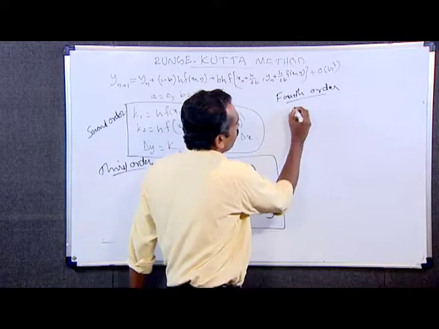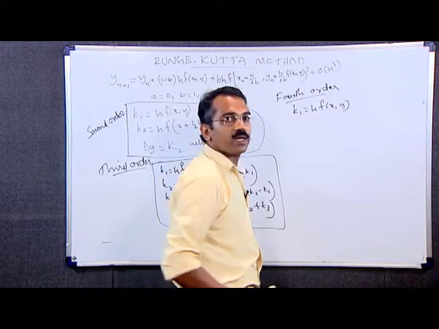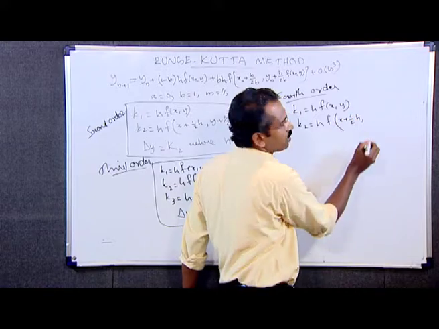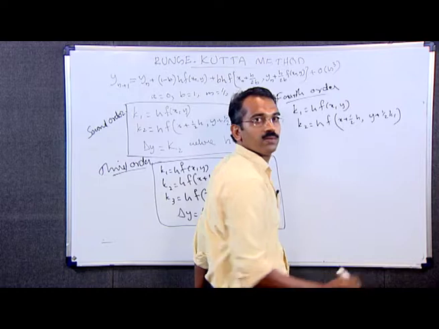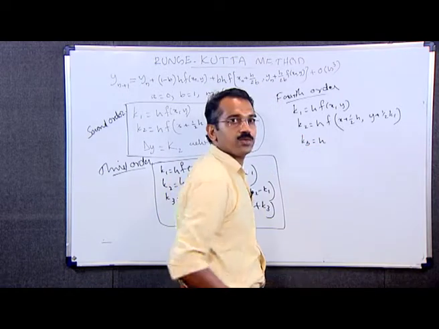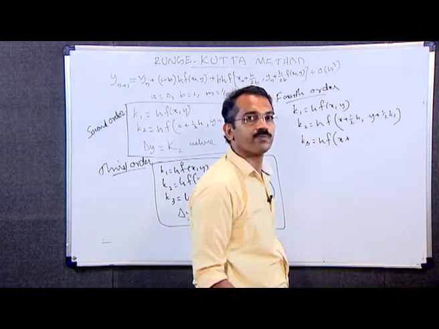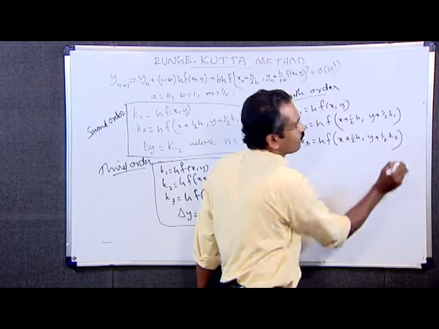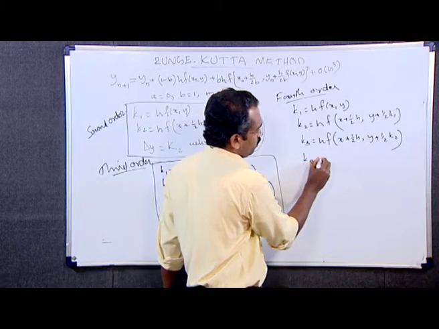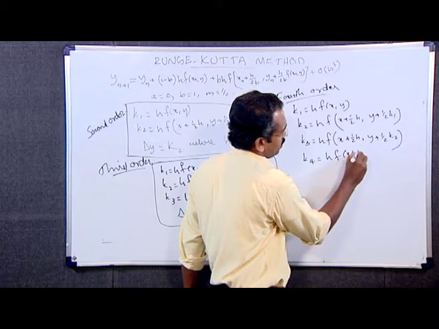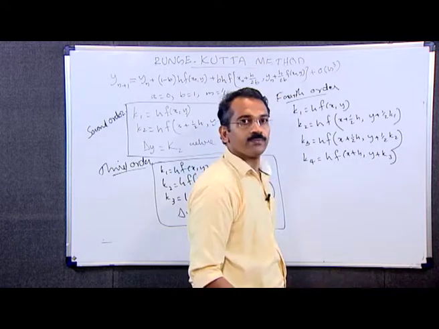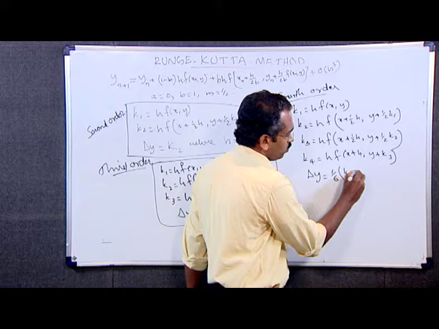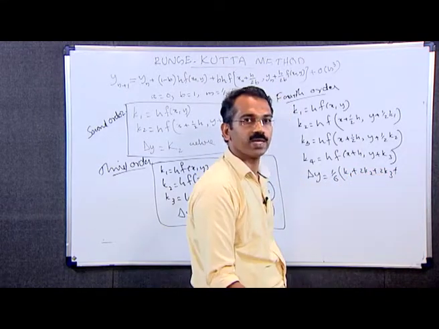K1 is equal to h into f of x y, K2 is equal to h into f of x plus 1 by 2h comma y plus 1 by 2 K1, K3 equal to h into f of x plus 1 by 2h comma y plus 1 by 2 K2, K4 equal to h into f of x plus h comma y plus K3, and delta y is 1 by 6 into K1 plus 2 K2 plus 2 K3 plus K4.